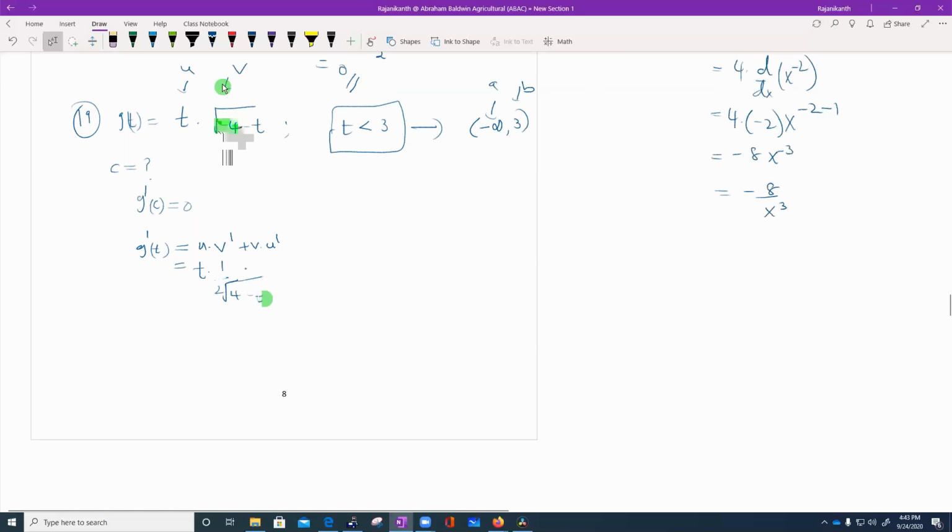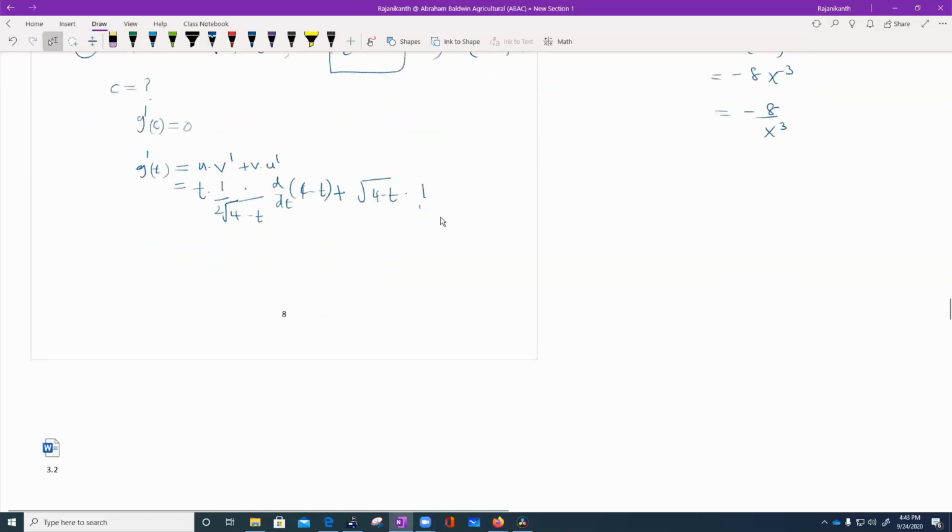Then times the inside function. I'm using the chain rule. The inside function derivative is this. So this is all my v prime, plus v times, v is again square root of 4 minus t, times u prime. u is t. The derivative of t is just 1.